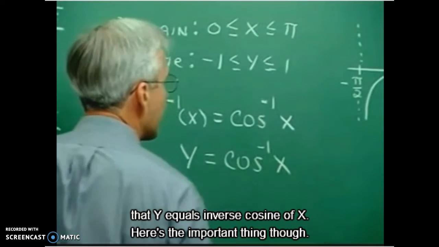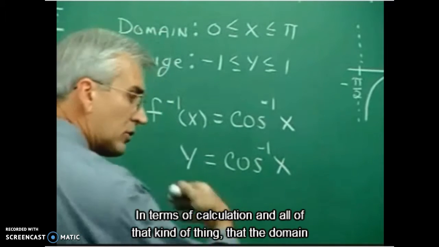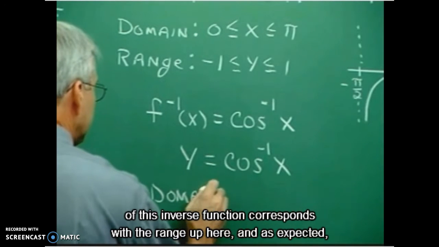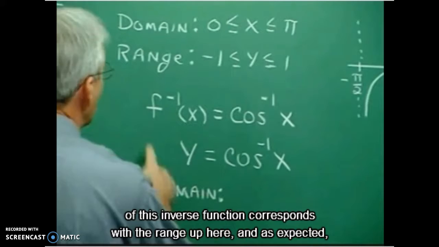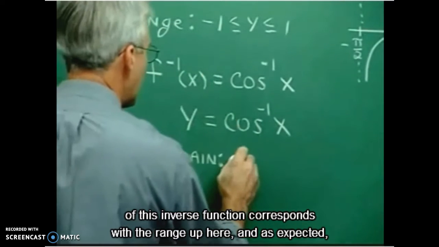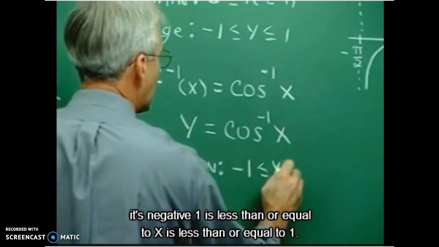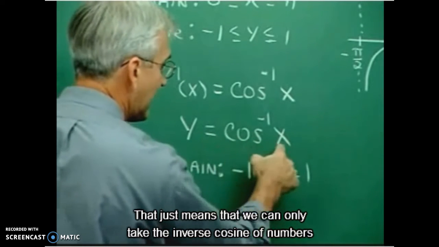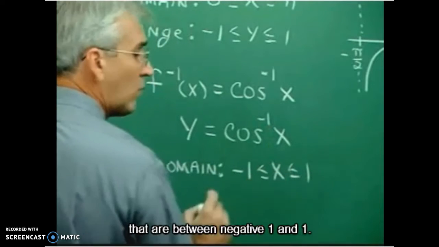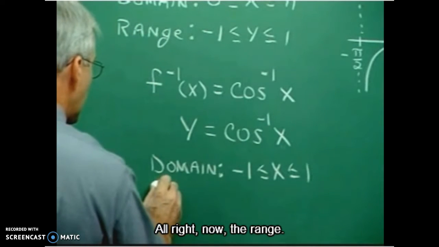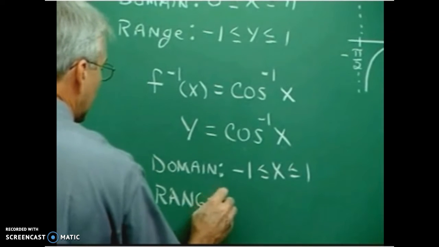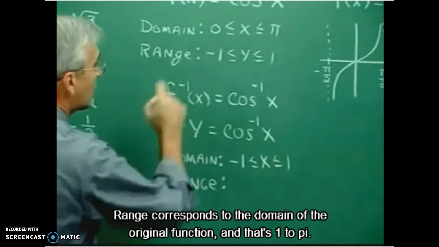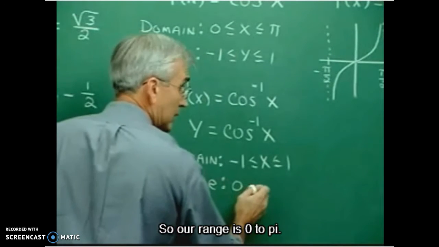inverse cosine of x. All right, here's the important thing, though, in terms of calculation: the domain of this inverse function corresponds with the range up here, and as expected, it's -1 is less than or equal to x is less than or equal to 1. That just means that we can only take the inverse cosine of numbers that are between -1 and 1. All right, now the range. Range corresponds to the domain of the original function, and that's 0 to pi. So our range is 0 to pi.